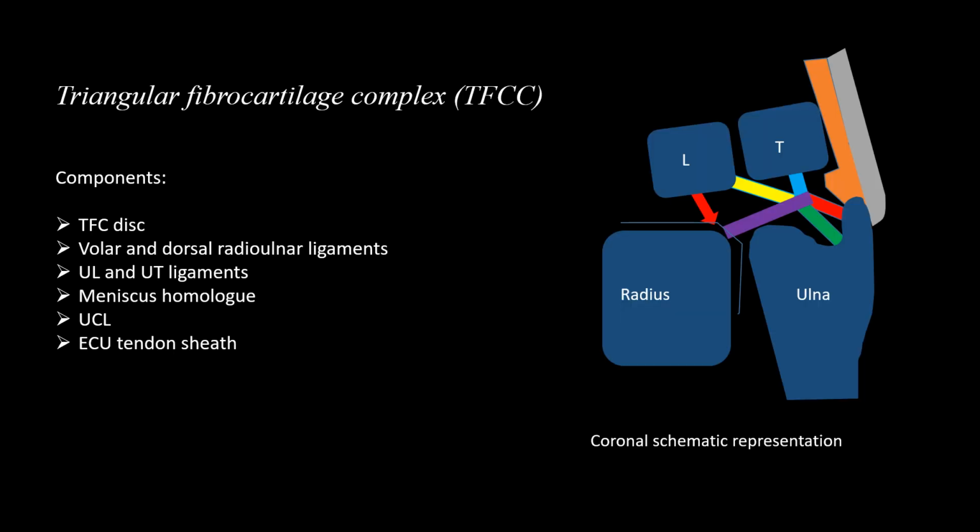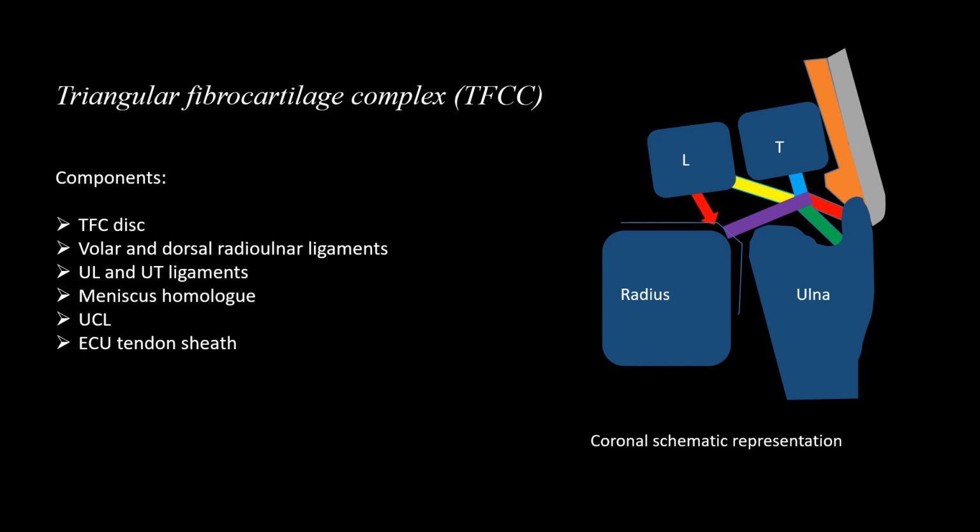Triangular fibrocartilage complex comprises of a fibrocartilaginous TFC disc shown in purple on this coronal schematic representation. On the ulnar side, the TFC disc attaches near the ulnar styloid process by a superficial lamina shown in red and to the ulnar fovea by a deep lamina shown in green. On the radial side, the TFC disc attaches to the cartilage overlying the distal radius shown by the red arrow.